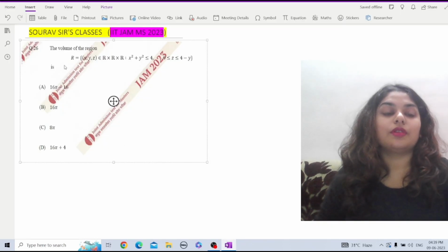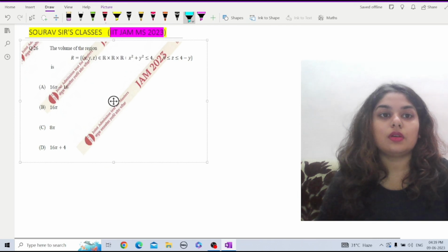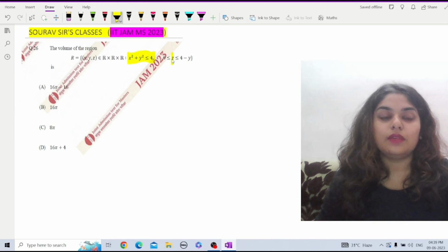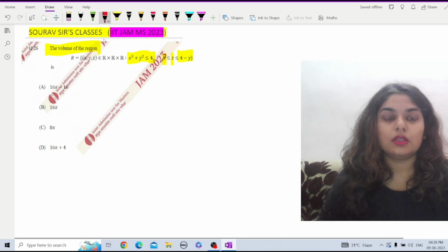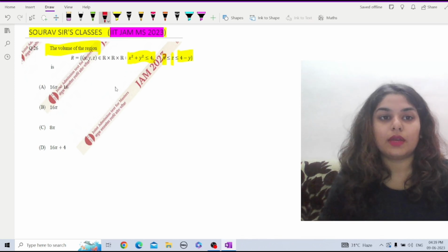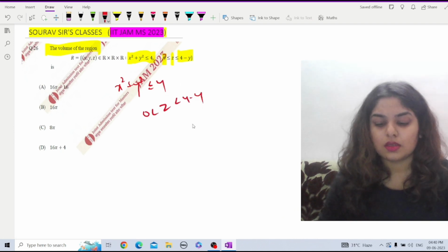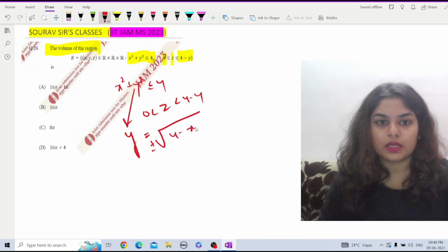Let us have the next question in front of us. Here we are given the following information about a circle, that is x square plus y square less than or equal to 4, and z lies between 0 and 4 minus y, and we have to find the volume of the region. So let's write down the given information. z lies between 0 and 4 minus y, and from here we can write y is equal to plus or minus root over 4 minus x square.